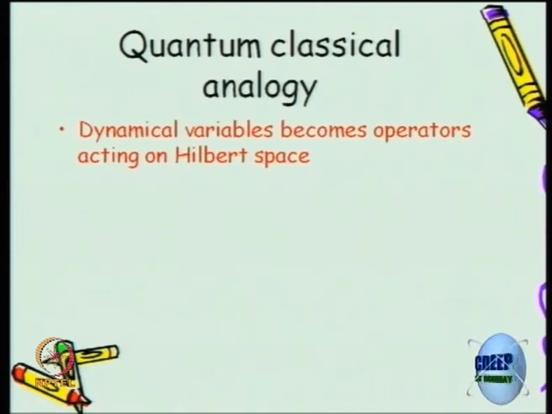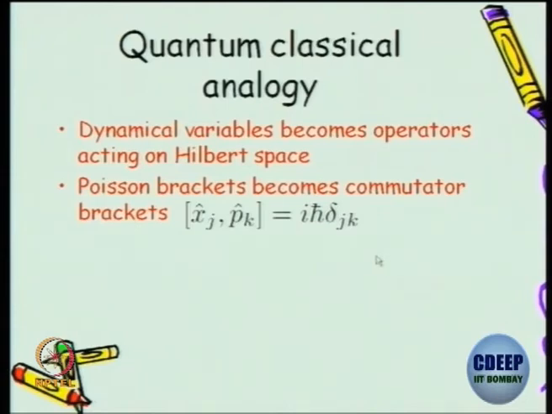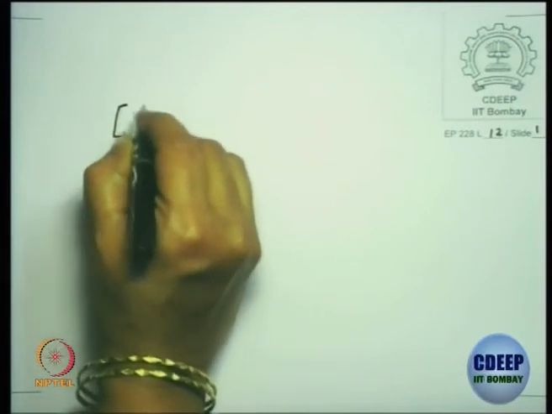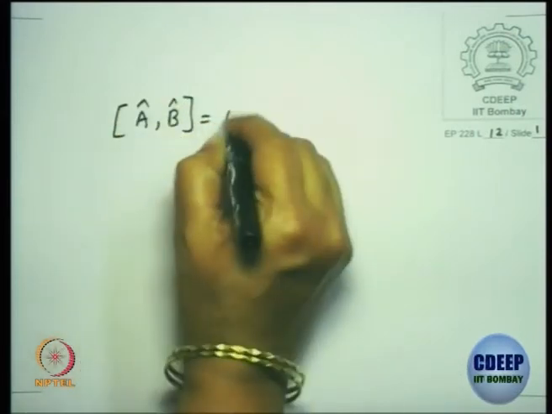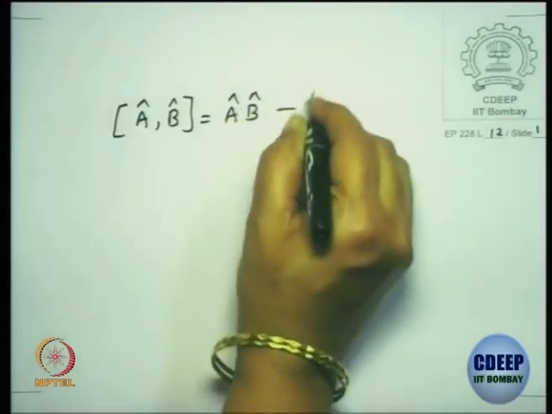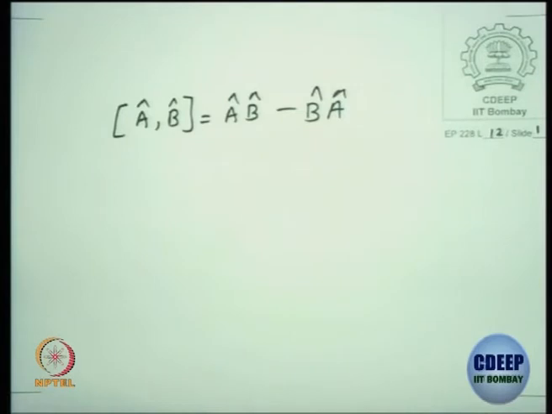The first thing is all the dynamical variables, for example your Hamiltonian and other operators which are functions of x and p, get promoted to become operators in Hilbert space. To be more precise, linear operators in Hilbert space. The Poisson bracket which we had, you can replace by a commutator bracket. What is a commutator bracket? A commutator of A, B is AB minus BA. A and B are Hermitian operators, let's take them to correspond to observables.